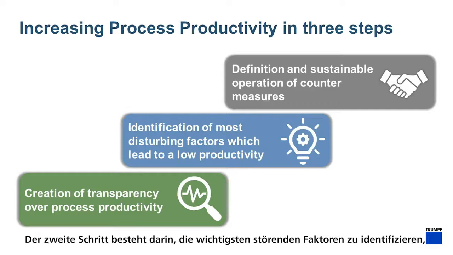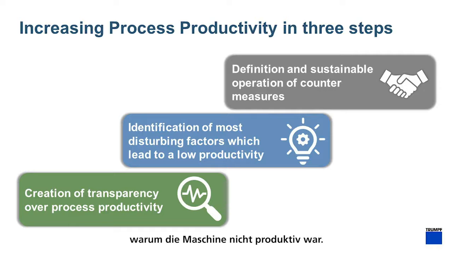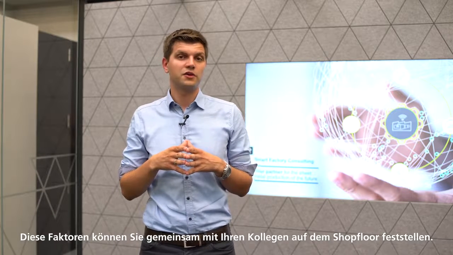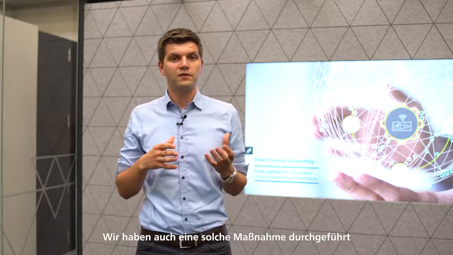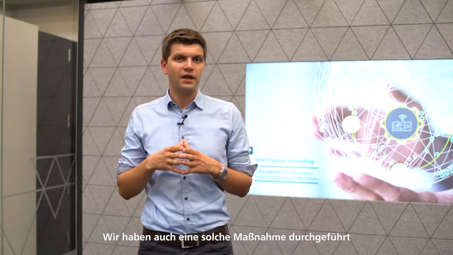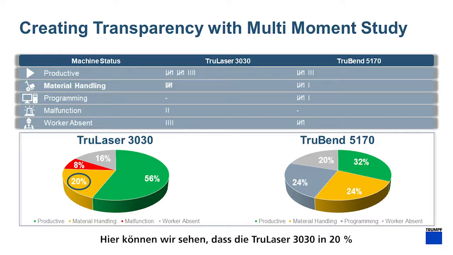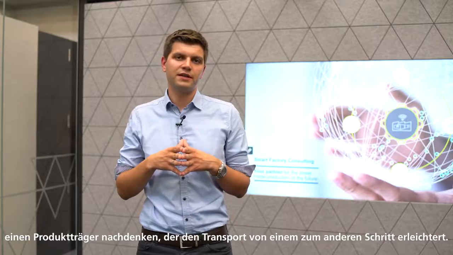Step 2 is to identify the most important disturbing factors why a machine was not productive. You might identify those topics together with your colleagues on the shop floor. We have also performed a measure like this and derived some pie charts from the multi-moment study. Here we can see that 20% of the time of the TruLaser 3030, the machine was standing still because of material handling. You might think about some extra logistic capacity, or think about product carriers which make the transport from one step to another easier.